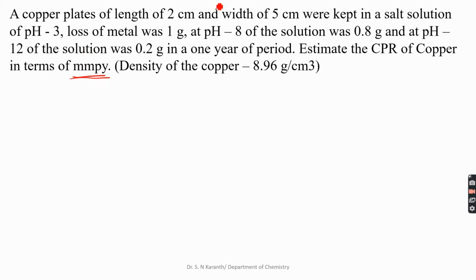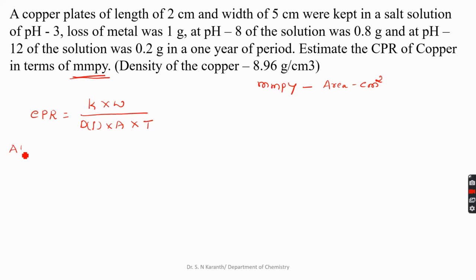Here the unit should be in terms of Mmpy. If the unit is Mmpy, the area should be expressed in terms of centimeter square. It is already in terms of centimeter square. So we can calculate CPR using this formula. CPR is equal to K into W divided by rho into A into T. First I'll take pH 3.